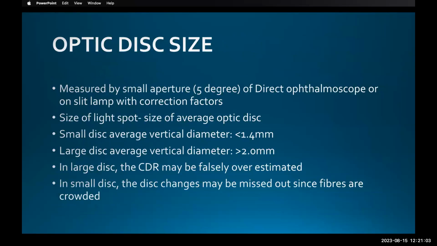Optic disc size is very important. It is measured with a direct ophthalmoscope or slit lamp. In the direct ophthalmoscope, we use the 5-degree small aperture. In the slit lamp, we use a correction factor as per the lenses used.